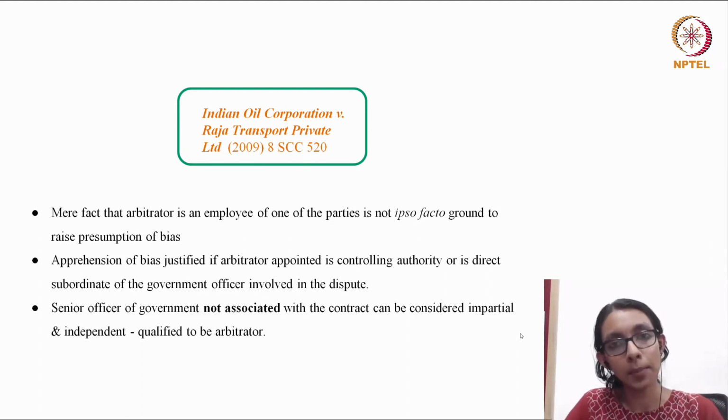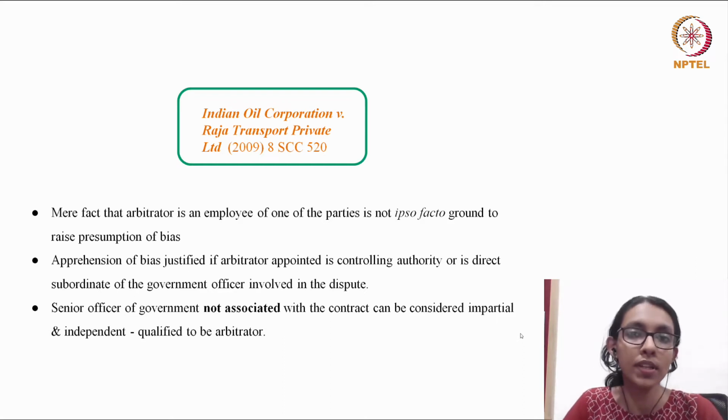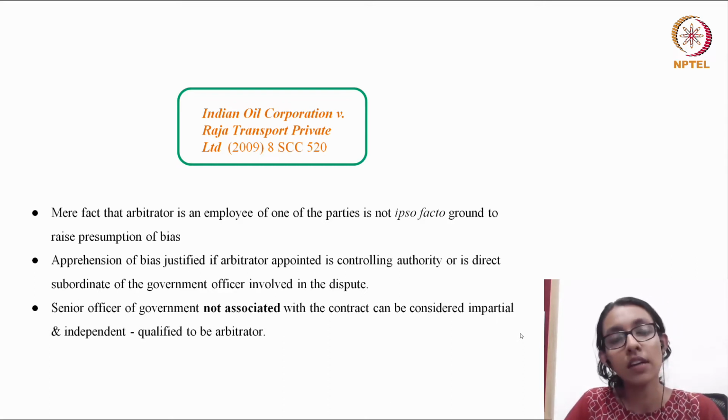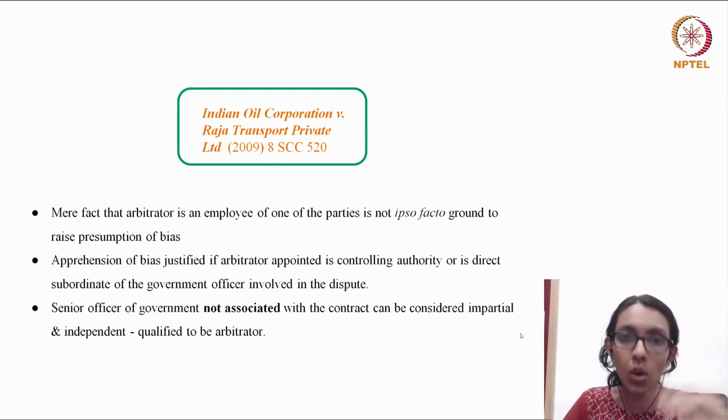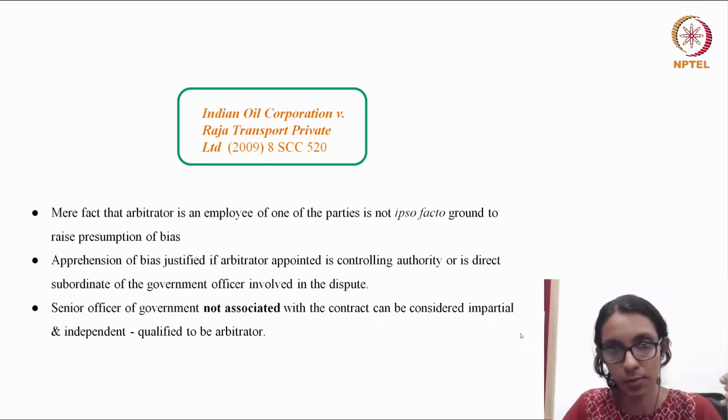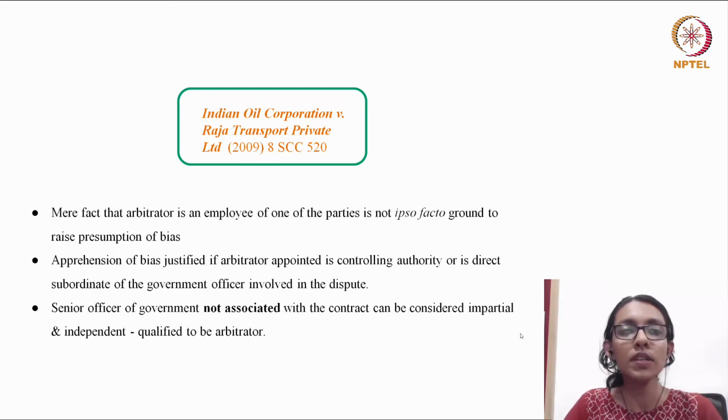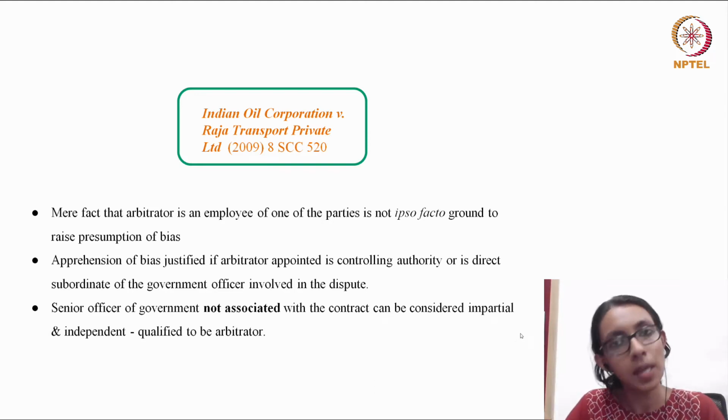However, there can be an apprehension of bias if the arbitrator who is appointed stands in such a relationship that he is a controlling authority, or on the contrary, he is subordinate to the government officer who is involved in the dispute. So in such cases, because of the nature of the relationship, there can be an apprehension of bias. In the ordinary case, there cannot be such a presumption of bias. Moreover, it was also stated that as long as the arbitrator who is appointed is a senior officer of the government who has no association with the contract, it can be said to be an impartial and independent arbitrator, and such cases can be permitted.